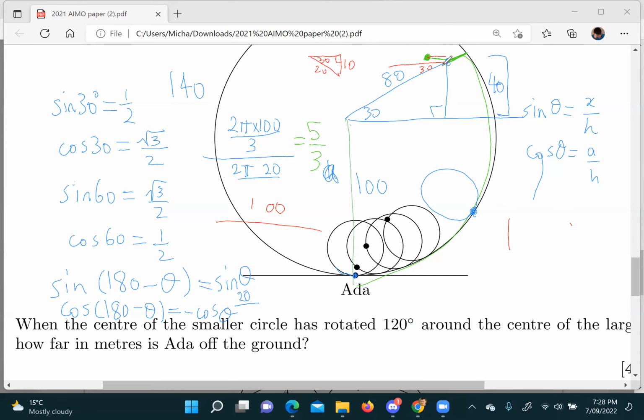Okay, do you understand that? Do you have any questions about this? Wait, which length is the 30? There's no length that's 30. The angle is 30. Wait, can I just quickly see the screen again? So sine 30, 20, 10. Oh yeah, okay, sorry.